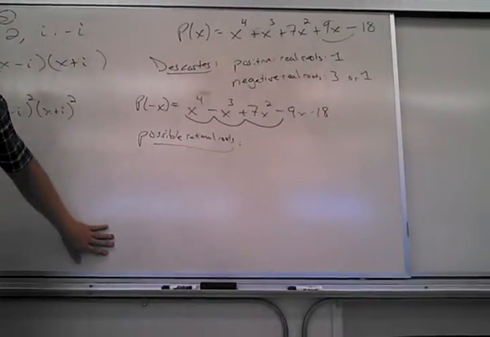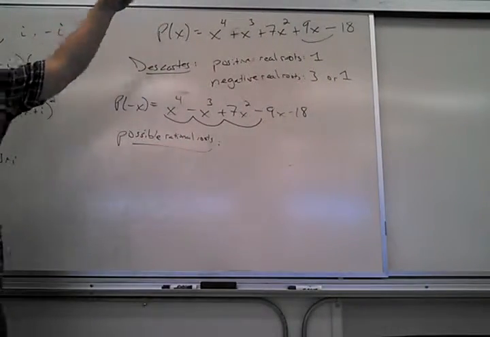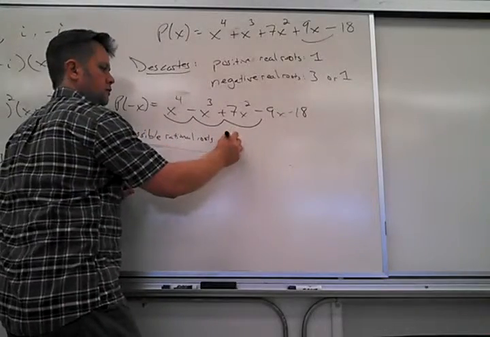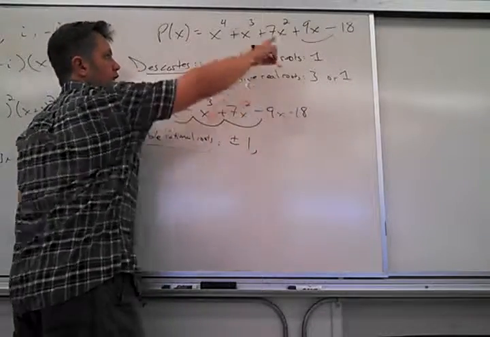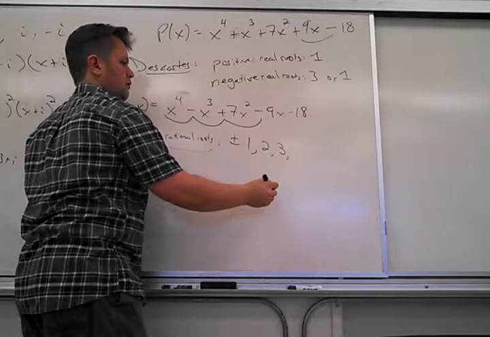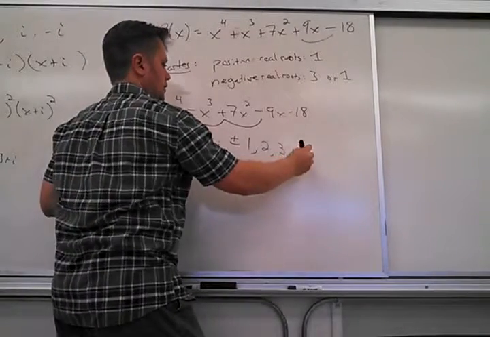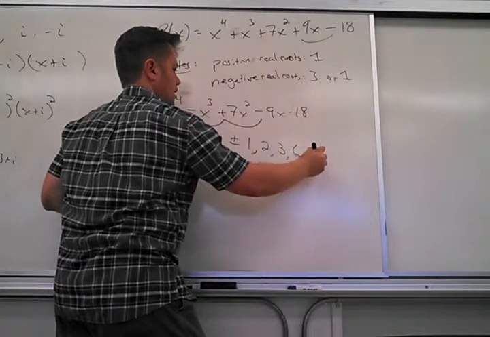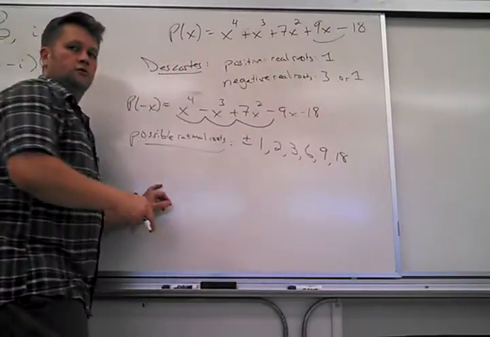Where did I get that from? The negative 18. The 18. So what are those possible roots? Plus or minus 1. You know, all the factors of 18? Yeah, 3 times 6 is 18, 2 times 9, and 1 times 18. Cool.